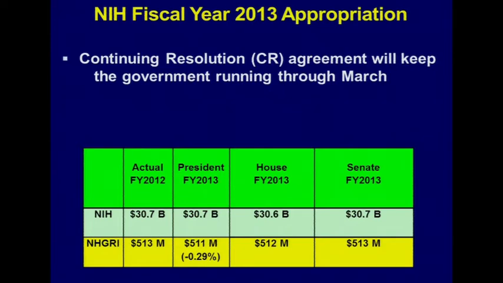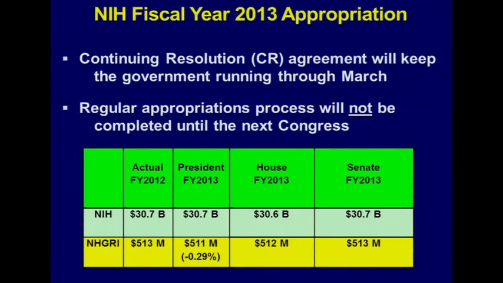1 month earlier, the Senate Appropriations Committee approved a bill setting our funding marginally higher at $513 million. But since the regular congressional appropriations process will not be completed until the next Congress, it is unclear how these bills will translate into final appropriations for NIH or NHGRI. So as expected, with the pending election, we know very little about what our funding will be for the fiscal year that starts in about 3 weeks.